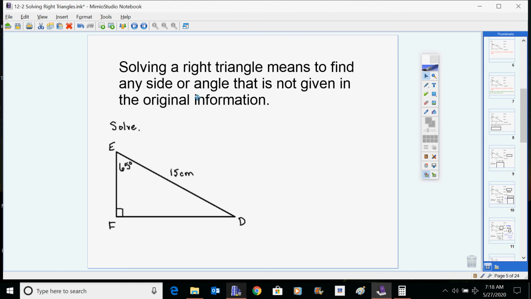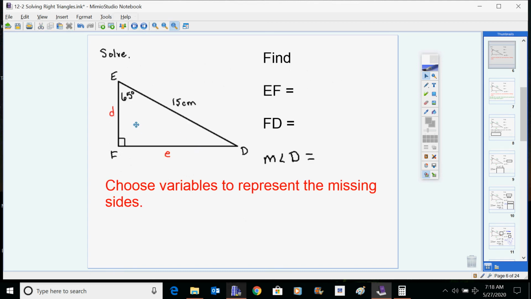Okay, first of all, you should put in some labels so that you have some variables to work with. Across from the capital E, put in a lowercase e. Across from the capital D, put in a lowercase d. And this is just your little list of the things that you're trying to find. You're trying to find EF, you're trying to find FD, and you're trying to find angle D. The reason to pick variables is because it makes it much easier to work with and much easier to solve for.